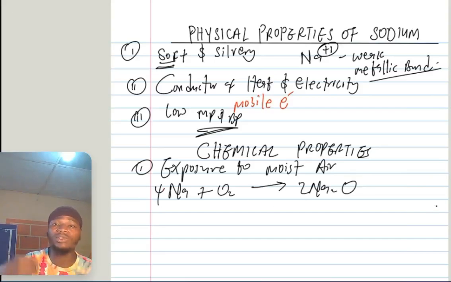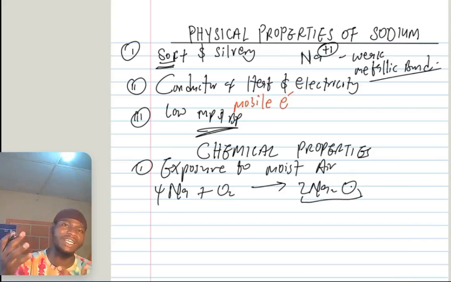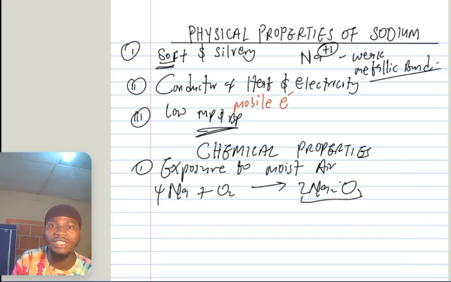So sodium reacts with oxygen in air. It is reactive. That's why you can never have free sodium. Okay, you see this compound formed here. Remember we said moist air. Moist air will also have water in it. So this compound formed here is sodium oxide.